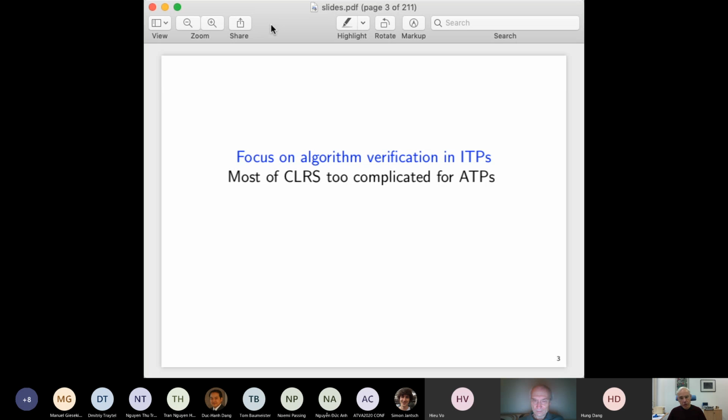And the talk will focus almost exclusively on the verification using interactive theorem provers. And the reason is that most of the material in the textbook, CLRS, Cormen, Leiserson, Rivest, and Stein, is too complicated for ATPs. But there are some exceptions. I will talk about that later. And the talk will also include complexity analysis of algorithms, not just functional correctness, but not so much. I mean, we haven't got that far. We have many algorithms where we have verified functional correctness, but not the complexity analysis.